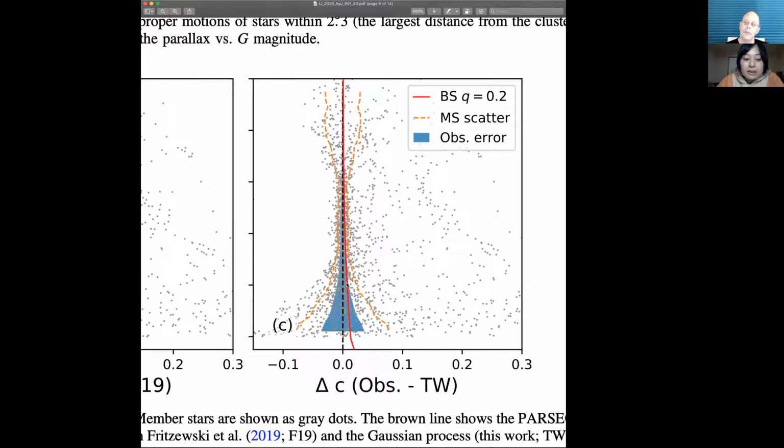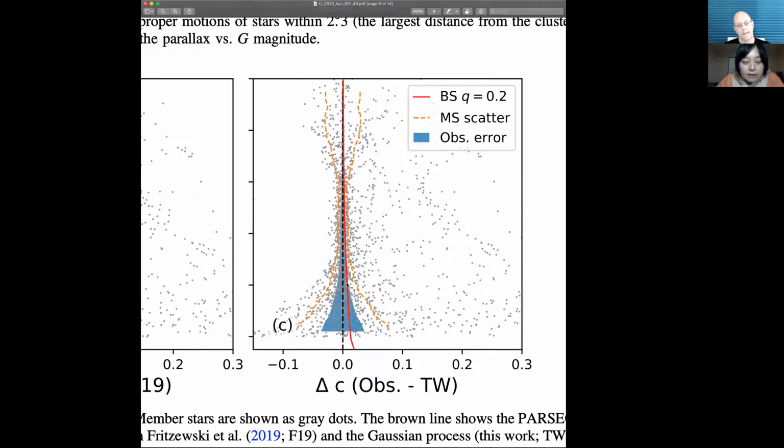We put this actual scatter into our model, and in order to get a more robust result, we take a measurement with the binaries of mass ratio larger than 0.2. That is the red line. That means the binaries with mass ratio lower than 0.2 are considered as single stars here.